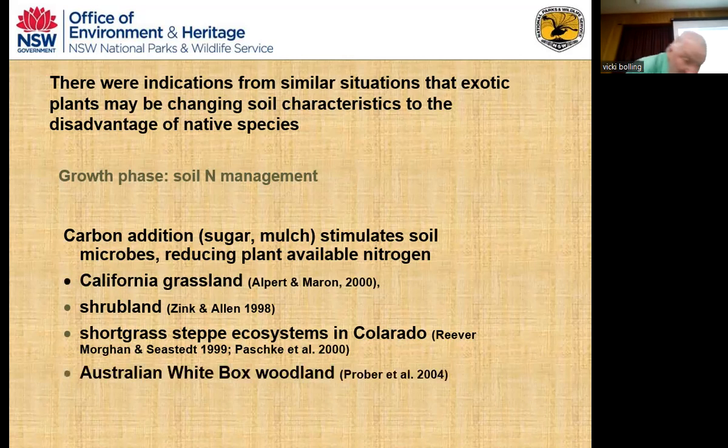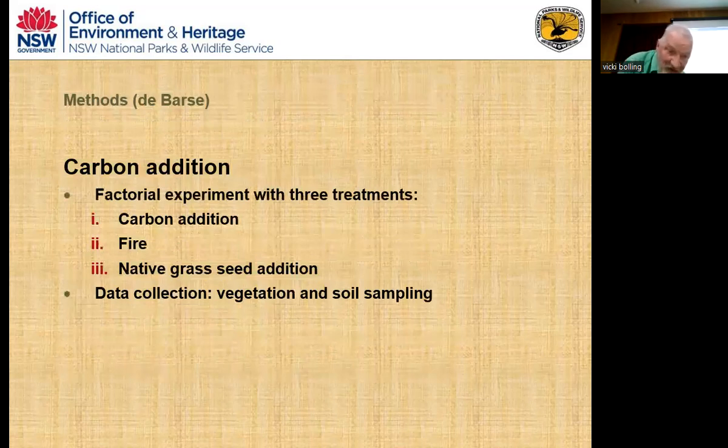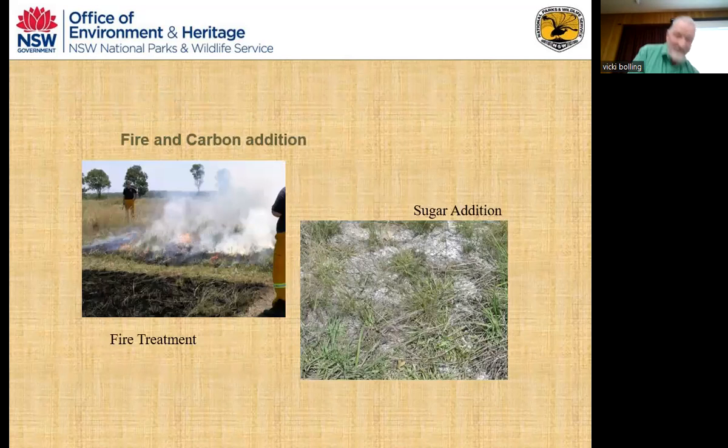So there was some work done in Australian White Box, which said this might be a good idea. So we looked at, can we add carbon? And we used sugar, a kilogram of sugar per square metre. And yeah, we had a pallet of sugar, and then we also looked at fire. So did a treatment with fire, and then on some blocks we added sugar. Okay.